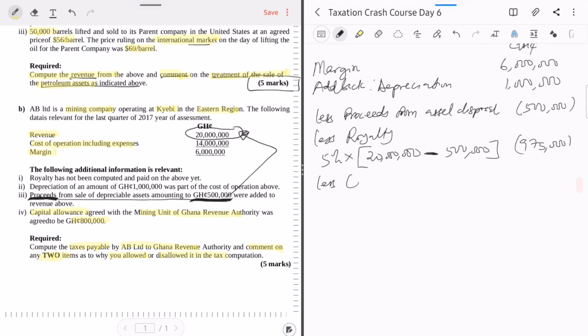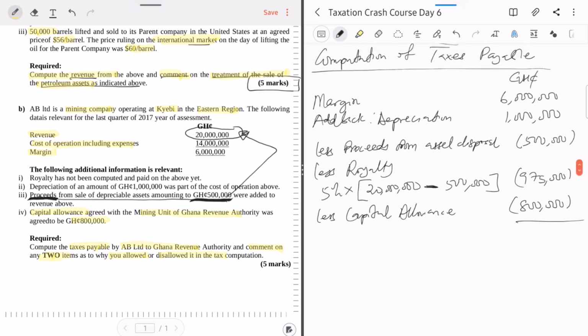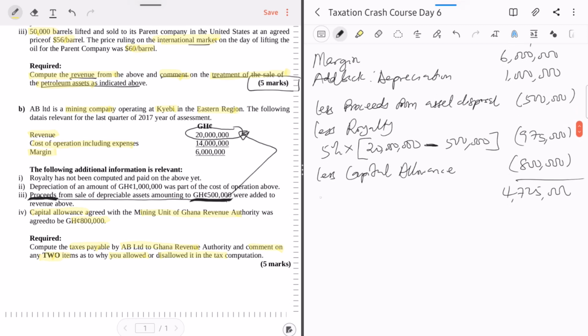So less capital allowance. All we are applying here is the rules that we went through together, right? The capital allowance is 800,000. So I take out my 800,000. So let's net everything together. It's essentially going to be my 6 million plus 1 million, minus 500,000, minus 975,000, minus 800,000. And that gives me 4.725 million. So this will be my chargeable income.